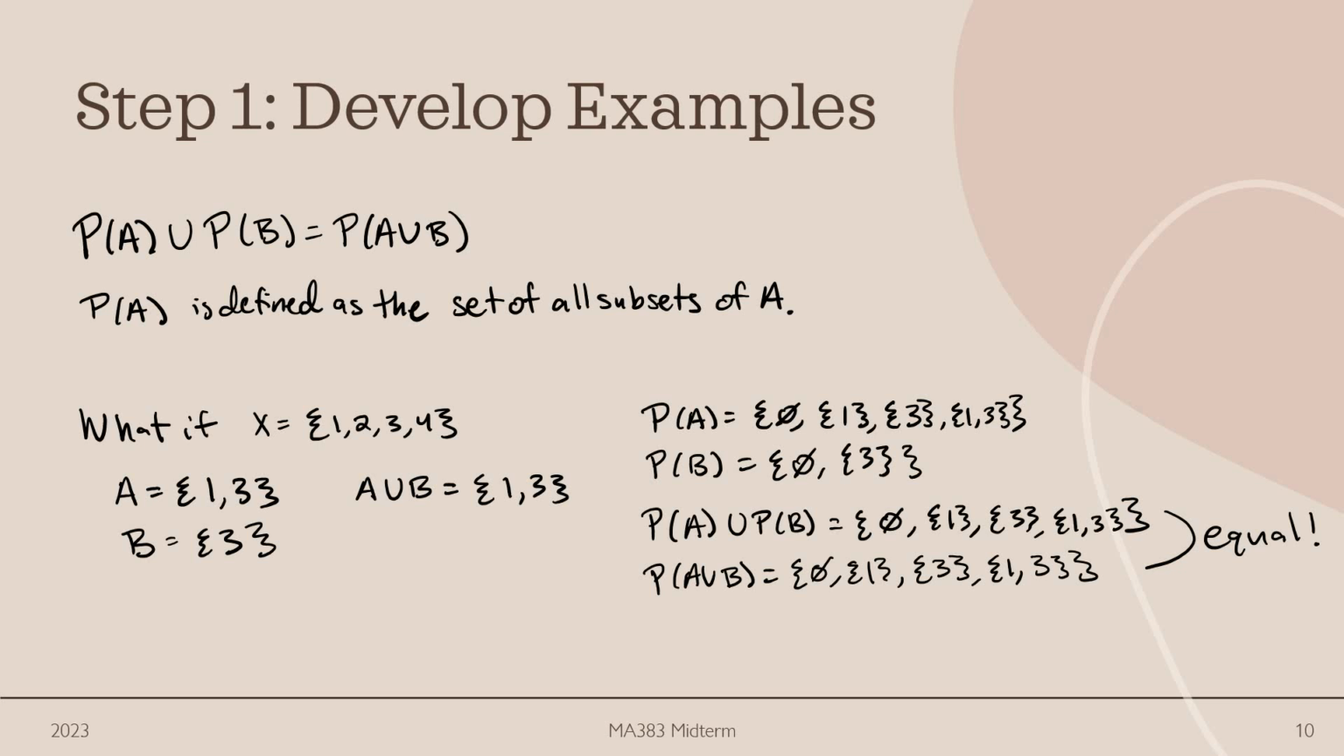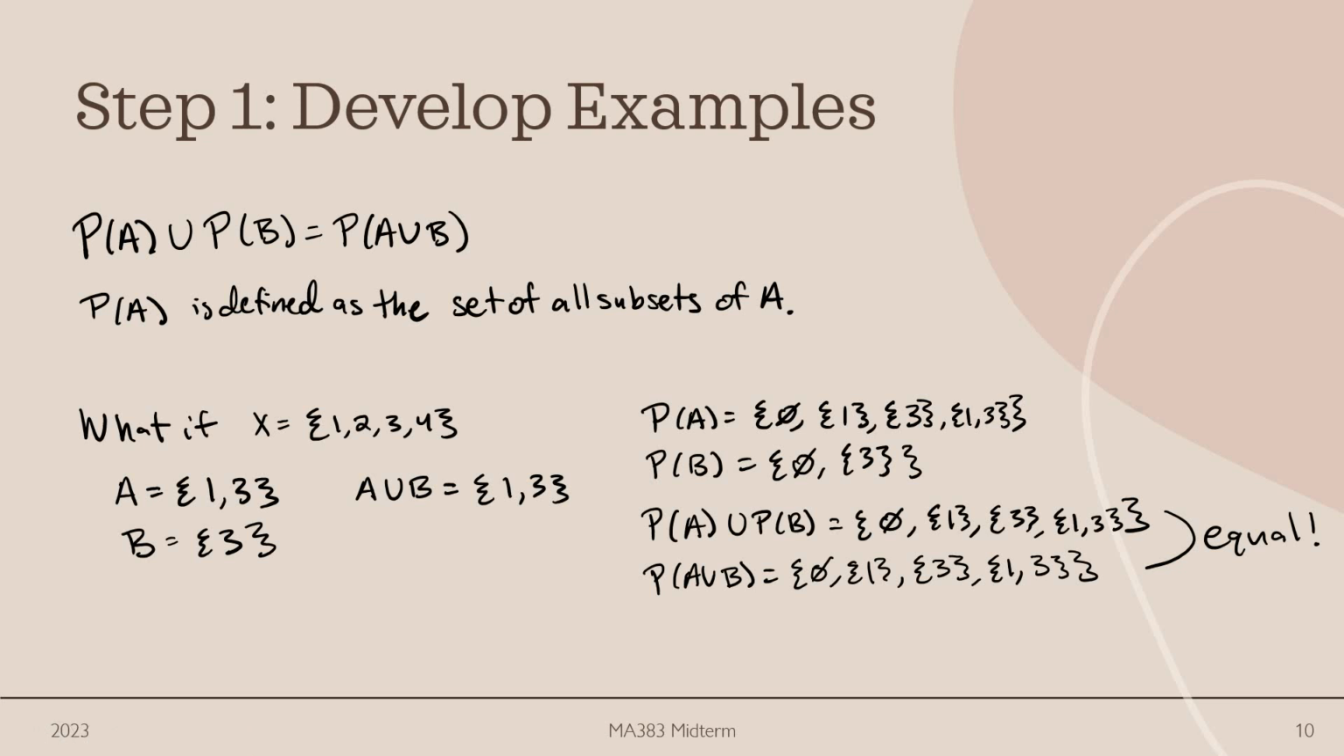And now, as you can see, when we union those two power sets and take the power set of A union B, we have 2 equal sets. So as you can see here, these are 2 equal sets, which is showing that this example is correct. But, as I mentioned on the introduction slides, showing something is not the same as proving.